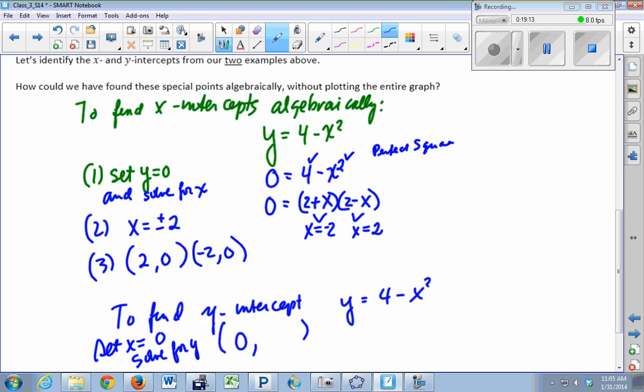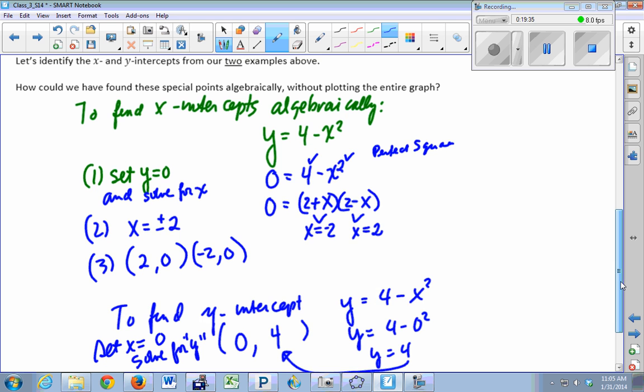Those are kind of nice and easy when your equation is already solved for y. So you say y equals 4 minus 0 squared, y equals 4, and then you pop that right up there into the ordered pair, and you're all done. Okay. So I think that should be a review of 096 material or intermediate algebra.